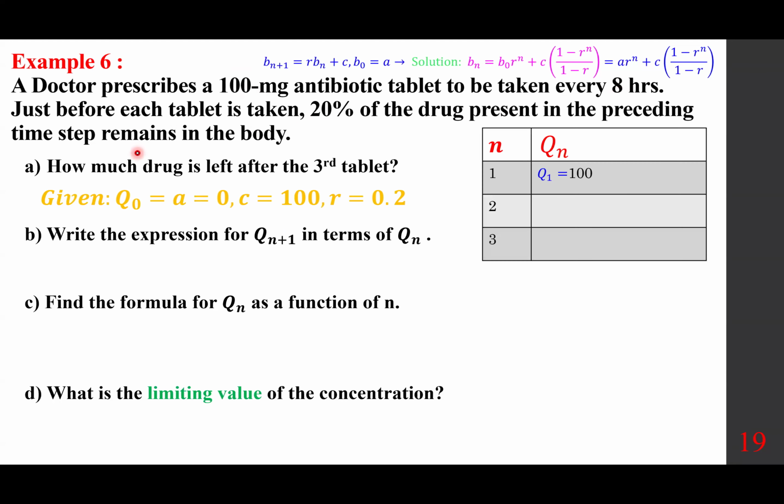And so we are going to make up this table. The first one is Q sub 1 equals 100 milligrams. After the second one, we get the same 100 and then 20% of that. 20% of that is 20, and we add 100, 120. Then the next one, we add 100, and 20% of this, which is 24, they add up to 124. So after the third one, the answer is 124 milligrams of antibiotic.